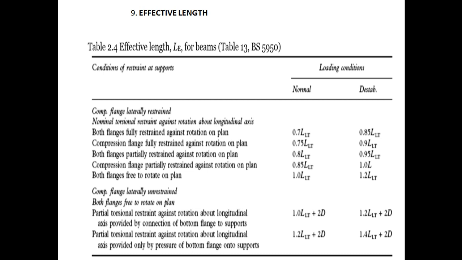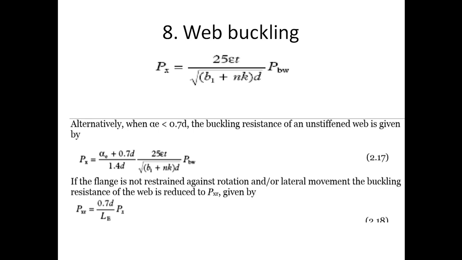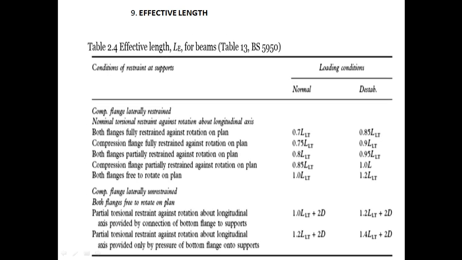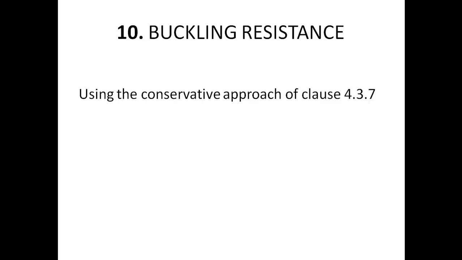So the ninth step is effective length calculation. So it's the same thing as the part of applying to this formula, the effective length of this formula, the same thing. So we are going to do effective length. You pick from the table, you get your value. Then finally, we have the buckling resistance using the conservative approach. So one thing you have to know about the conservative approach.